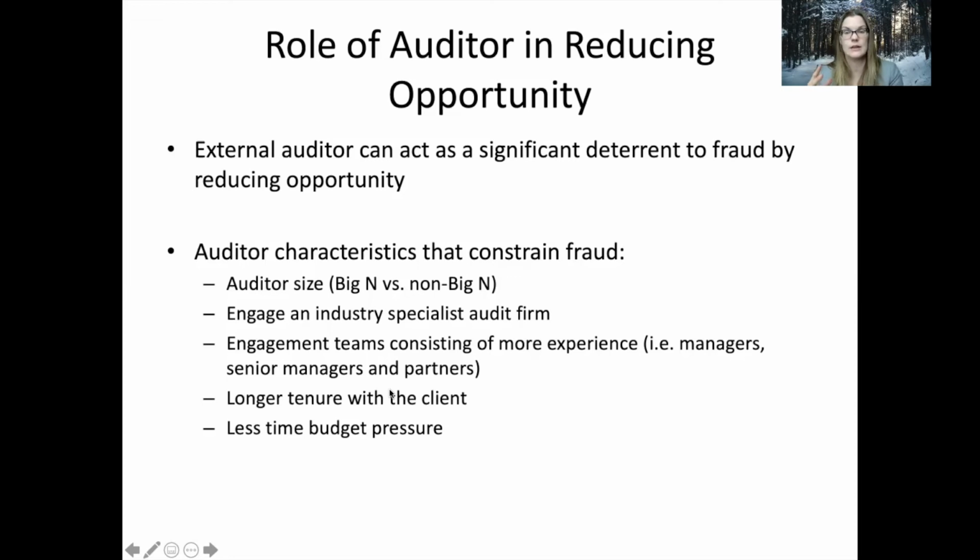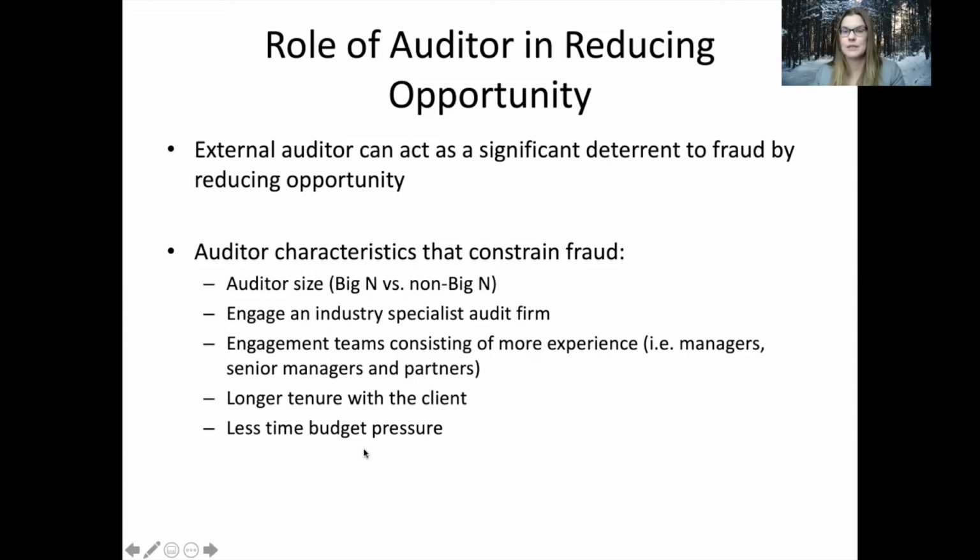Other things said to enhance auditor quality and auditor ability to detect misstatements could be things like having a longer tenure or relationship with the client, because even though this could potentially cause reduced independence, it's actually been found that it generally just creates client-specific expertise that helps you as the auditor do a better job at preventing and detecting misstatements.